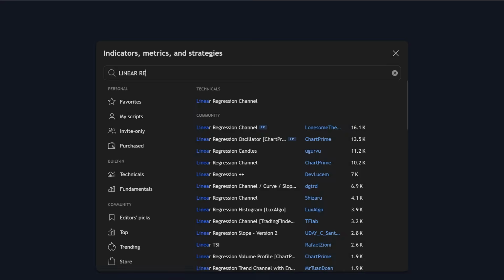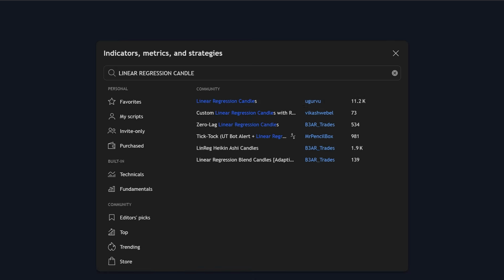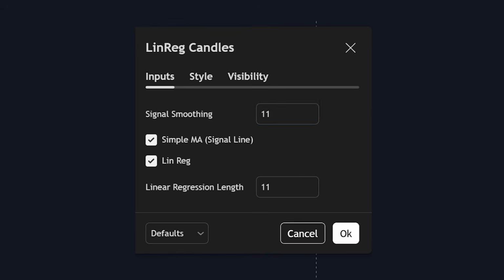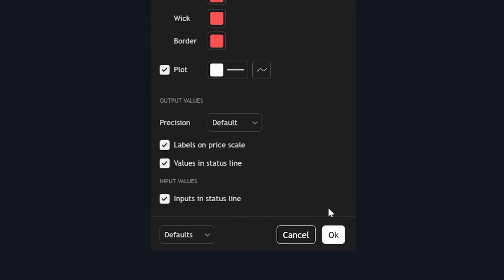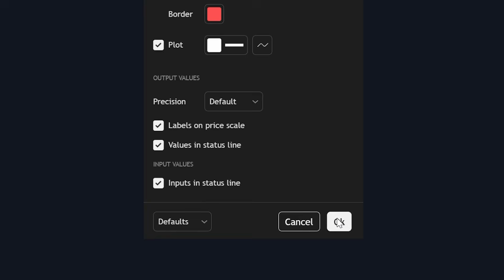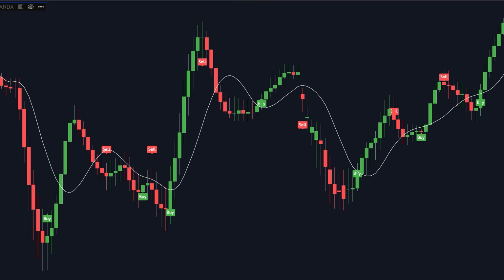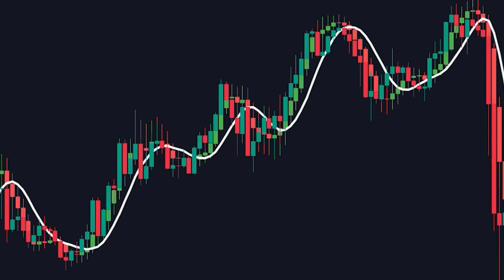To add it, search linear regression candles by Ugu in the indicators tab. Go into settings, click input, and change the signal smoothing from 11 to 7. Then go to style and make the plotted line a bit thicker so it's easy to see at a glance. Hide your regular candles, you won't need them anymore, and having both visible just creates confusion.